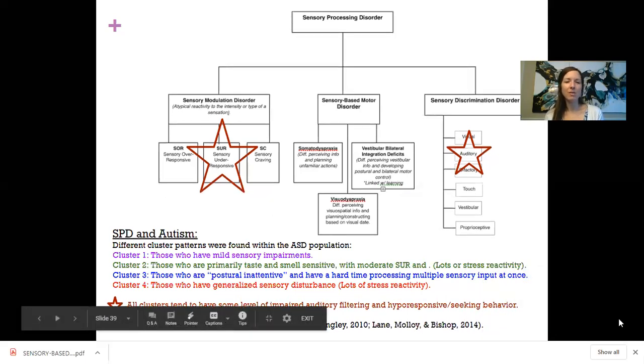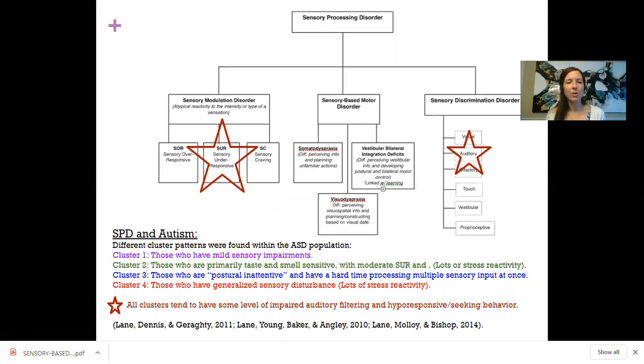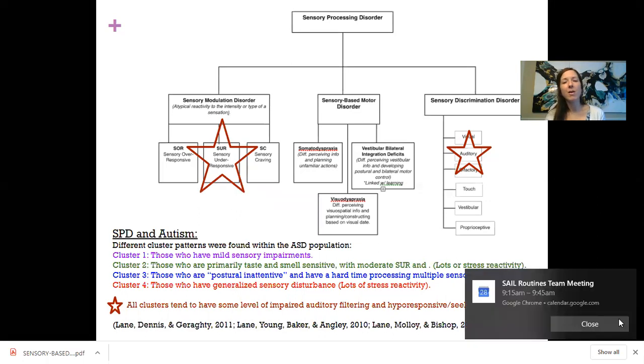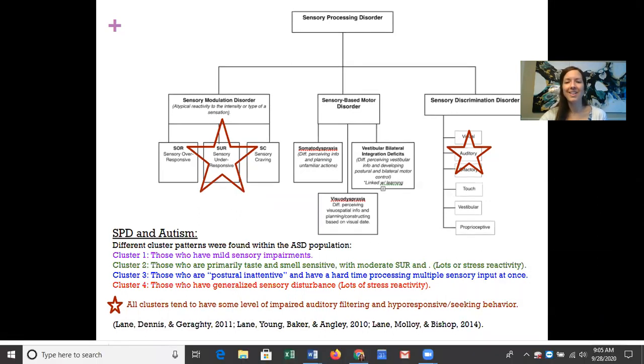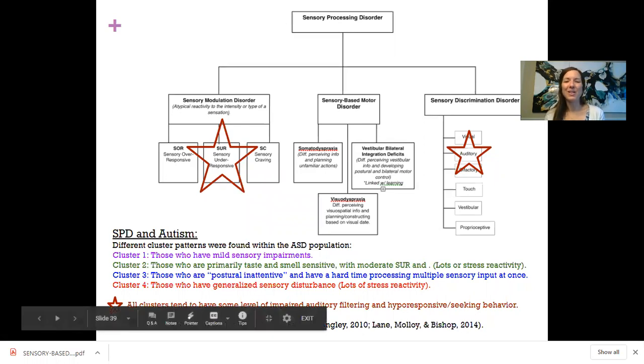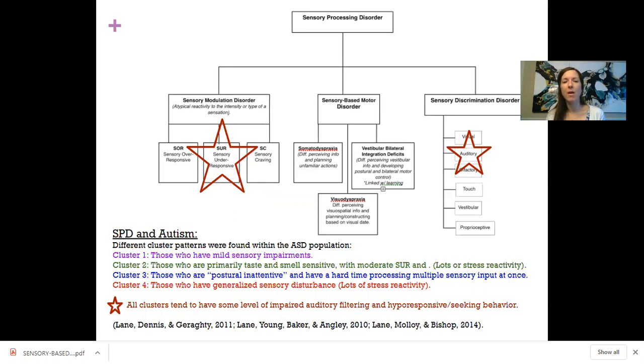Cluster 1 is kids who had just mild sensory impairments. Cluster 2 is the kids who are primarily taste and smell sensitive, so they're over-responsive in that area, but they're also moderately under-responsive in other areas. These kids tend to be very stress reactive. Think about your very, very picky eaters, the first kid to smell something gross in the room.